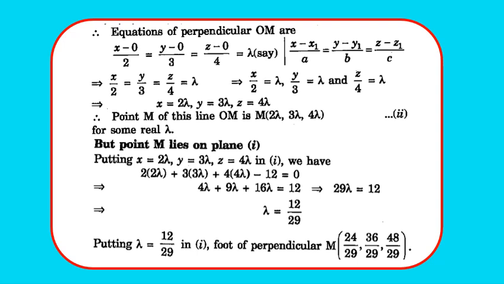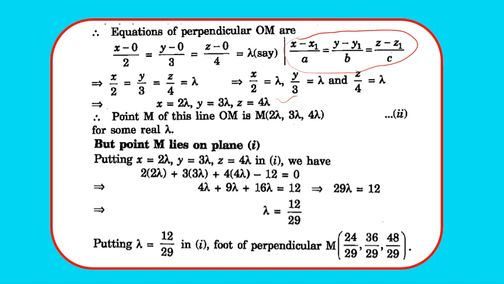So equation of the perpendicular OM is x minus 0 upon 2, y minus 0 upon 3 equals z minus 0 upon 4. Since these three ratios are equal, let them be equal to lambda. We used this formula over here: x minus x1 upon a equals y minus y1 upon b equals z minus z1 upon c. So we get x upon 2 equals y upon 3 equals z upon 4 equals lambda, or x equals 2 lambda, y equals 3 lambda, z equals 4 lambda. So the coordinates of point M are 2 lambda, 3 lambda, 4 lambda.